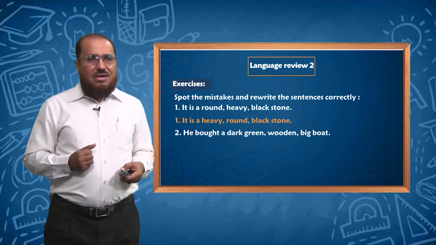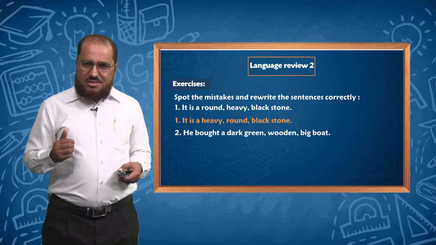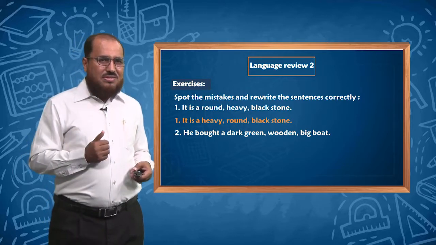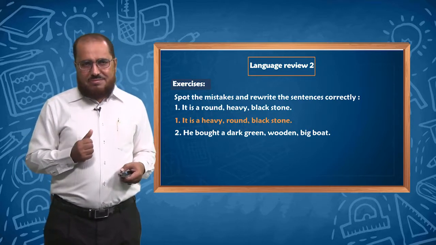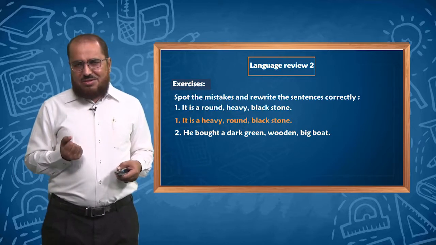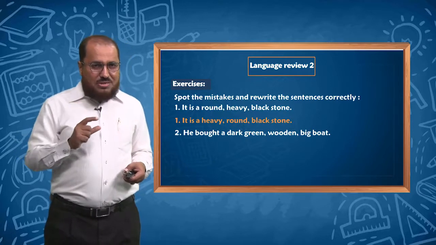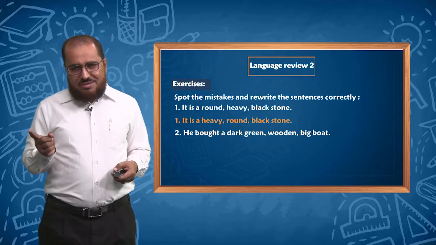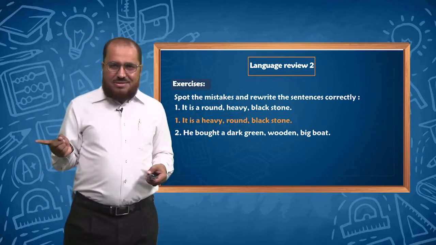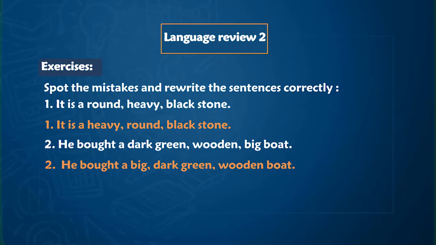Okay. Now the sentence here, the adjective order, is it right? No, it's not right. What must be the first? He bought a dark green wooden big boat. Dark green color, wooden material, big size. What must come first? The size. Then what's after? The color. Then what's after? The material. The sentence would be like this: He bought a big dark green wooden boat.